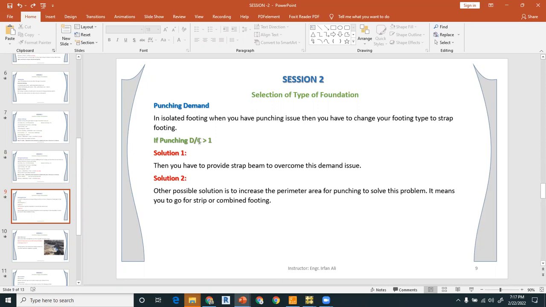So if the punching demand to capacity ratio for the punching shear is greater than or equal to 1, it is considered a fail, right? So you have to increase the perimeter of the footing, or you have to increase the thickness of the footing, right?